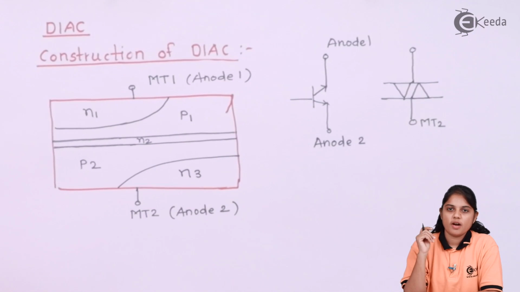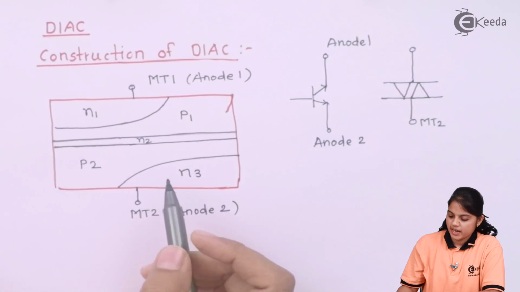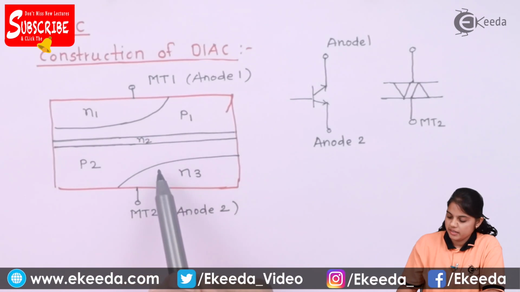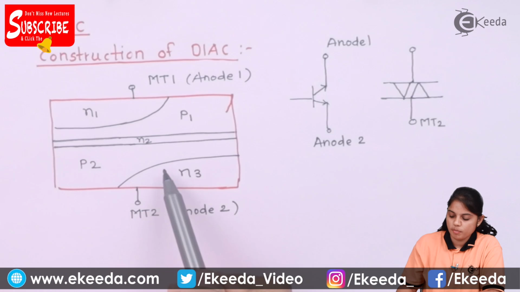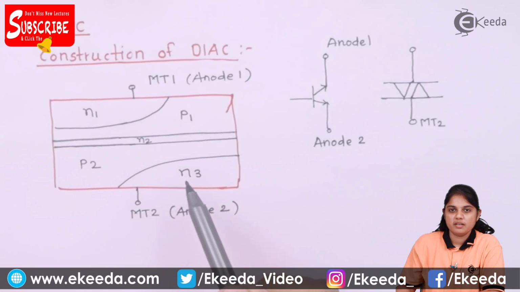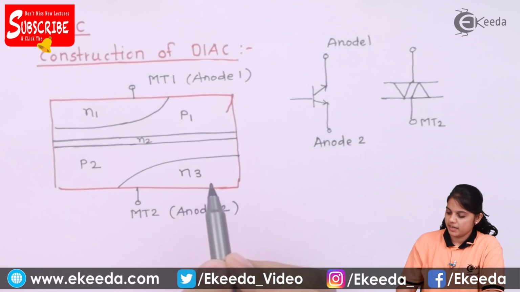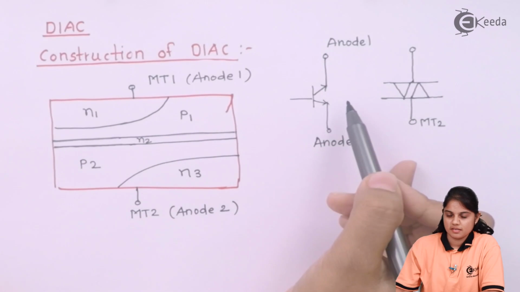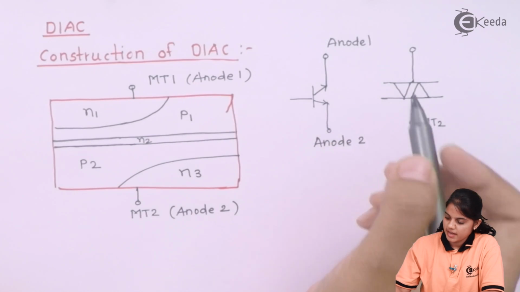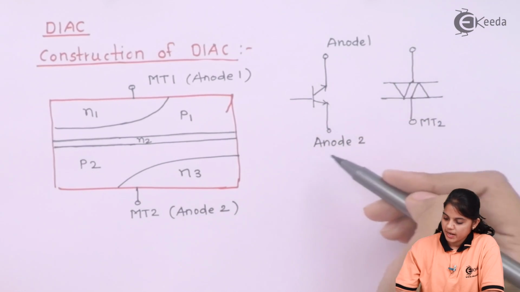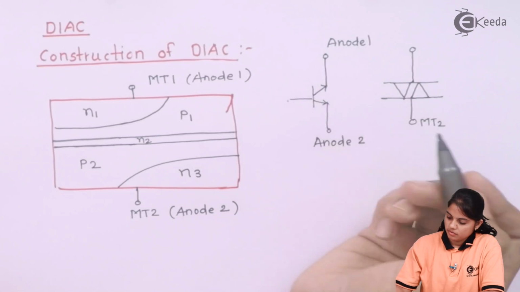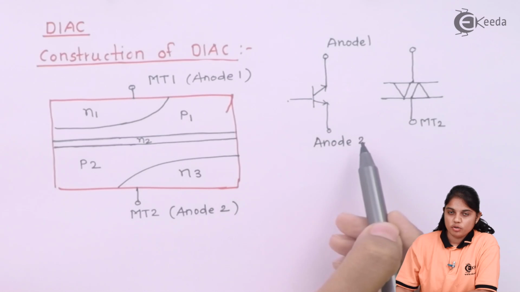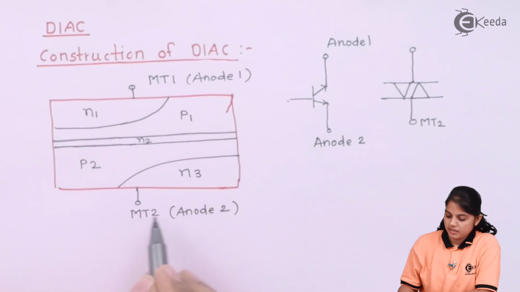So now, before understanding how DIAC works, let's see what is the construction of a DIAC. Here you can see N-type material and P-type material layers are connected in such a manner that it will form NP, NP and PN, PN layers. That is nothing but the SCR layers. Now here this structure looks like a normal transistor. So you can say this device has two anode terminals, anode 1 and anode 2, and these are nothing but your main terminal 1 and main terminal 2.